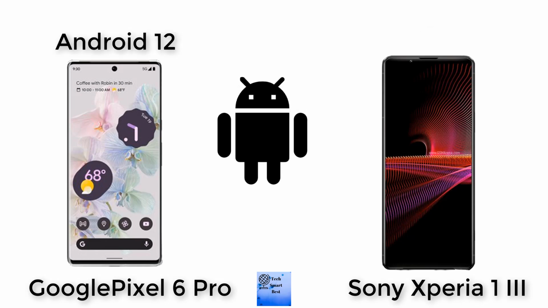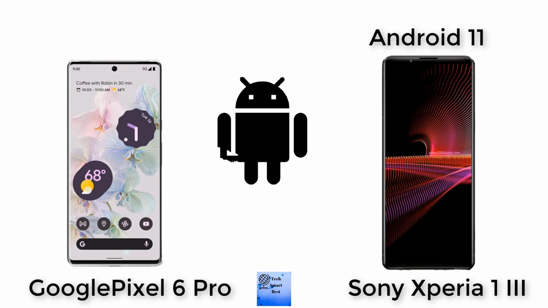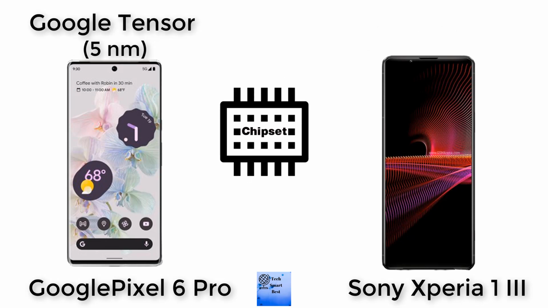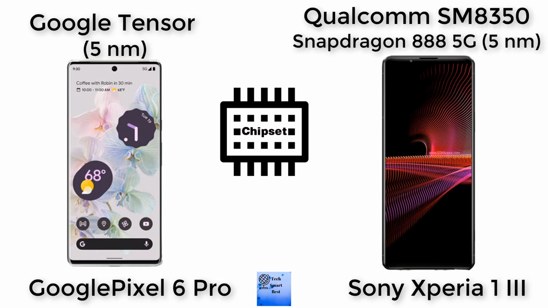The operating system of the Google Pixel 6 Pro is Android 12 and the operating system of the Sony Xperia 1 Mark III is Android 11. The chipset of the Google Pixel 6 Pro is Google Tensor 5nm and the chipset of the Sony Xperia 1 Mark III is Qualcomm SM8350 Snapdragon 888 5G.